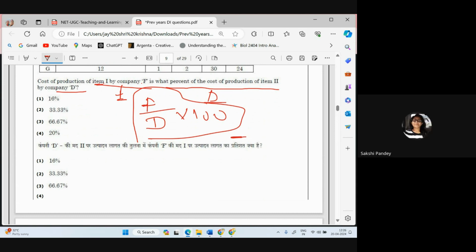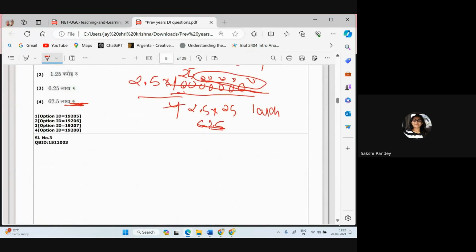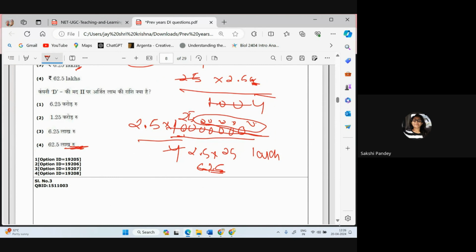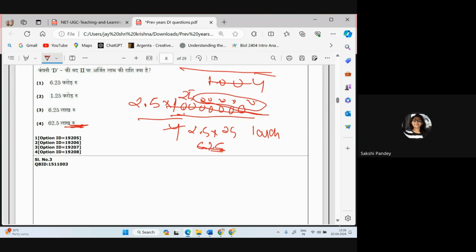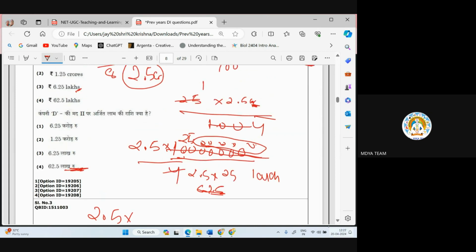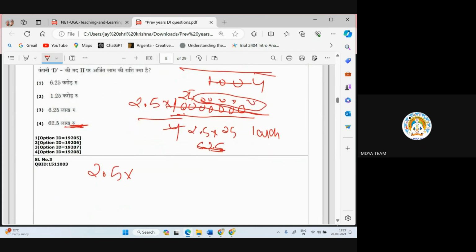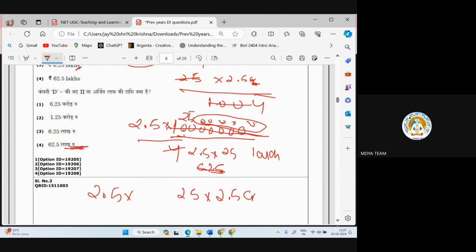Sorry, that time I had a network issue, that's why I left. I was asking that you multiplied it by crores above, right? 2.5 was in the numerator, so we should be multiplying it in the denominator with crores too, no? Now listen. The value was 25 into 2.5 crore, upon 100.